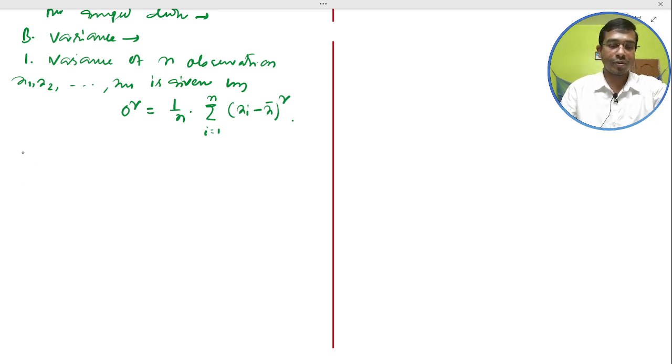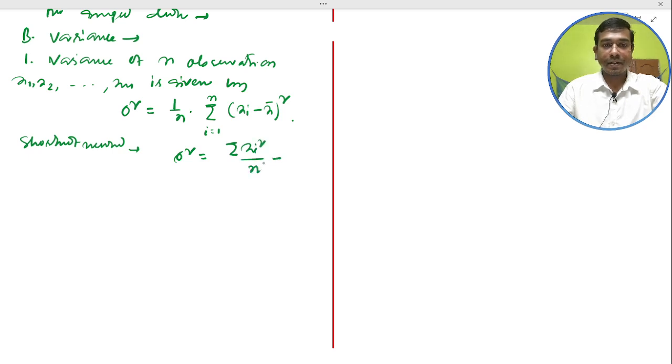And the shortcut method: sigma square is equal to summation xi square divided by n, minus x bar square. This is the shortcut method of finding the variance.